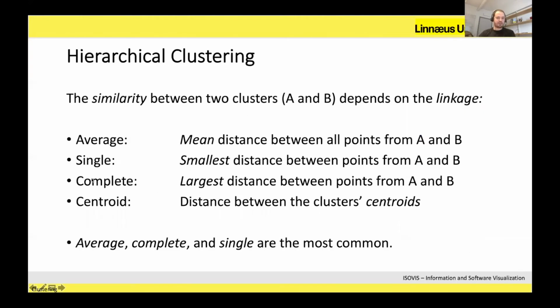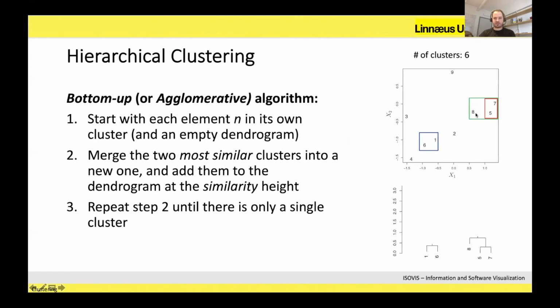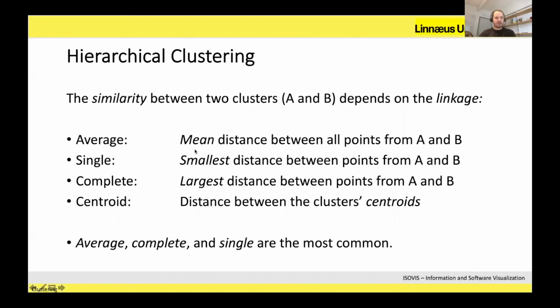It could be complete, as we say, which is the largest distance between points from A and B. So in this case, it would be the distance between 8 and 7. That would be defined as the cluster distance. Or it could be centroid, which is the distance between the cluster centroids.